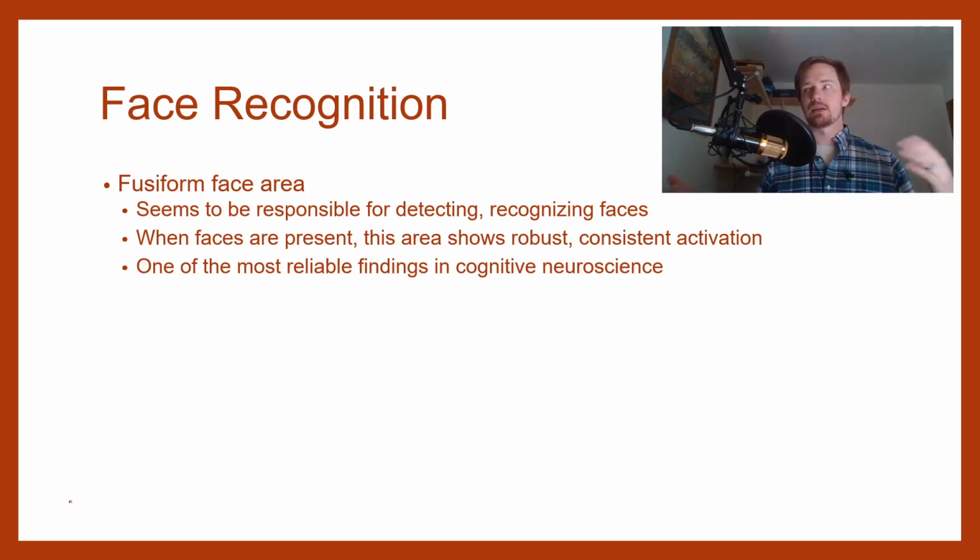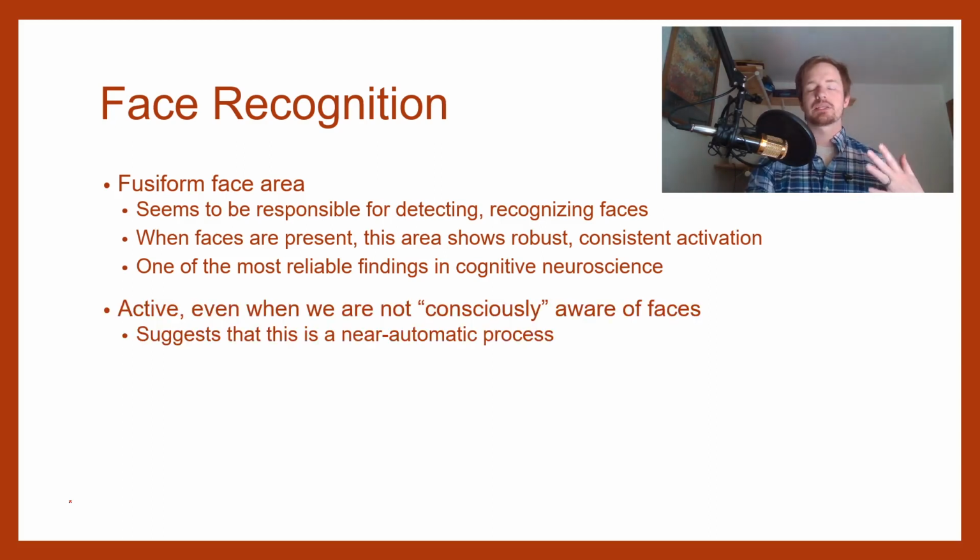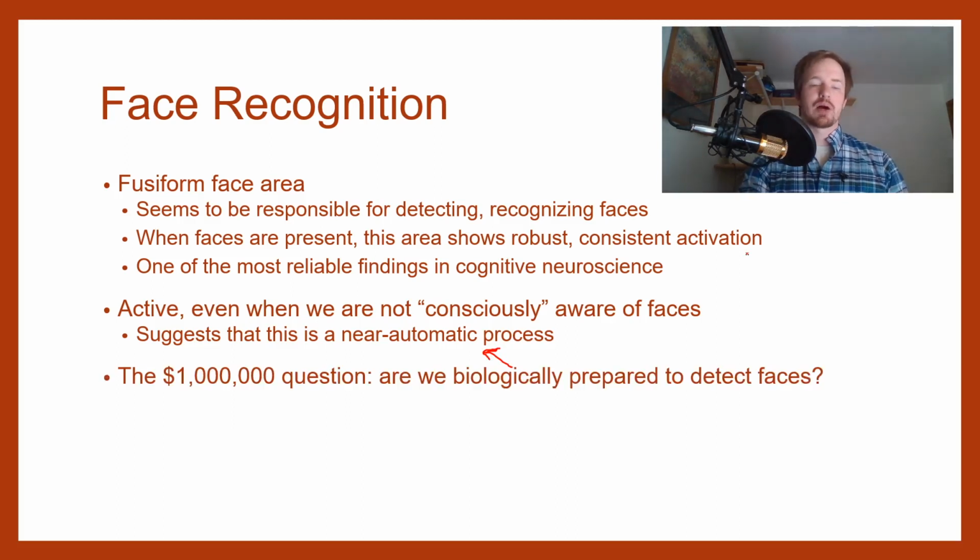This is something that people find again and again and again, that whenever people are looking at faces and their brain is being scanned, you're going to have the fusiform face area active. And this is true even whenever people don't consciously perceive there to be a face in front of them. So even if they are looking at something and they don't recognize the face immediately, they can have this part of the brain activated, which suggests that it's some kind of almost like an automatic process.